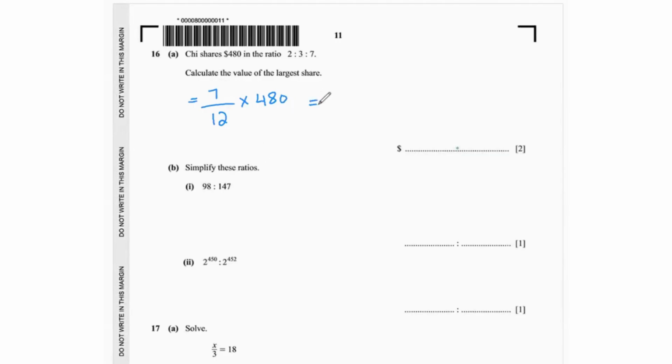So that's going to be 7 times 40, which is 280. So $280 shows us the largest share. And part B says simplify these ratios. So remember, ratios can be rewritten as fractions. So 98/147 is the fraction that we're trying to simplify over here.